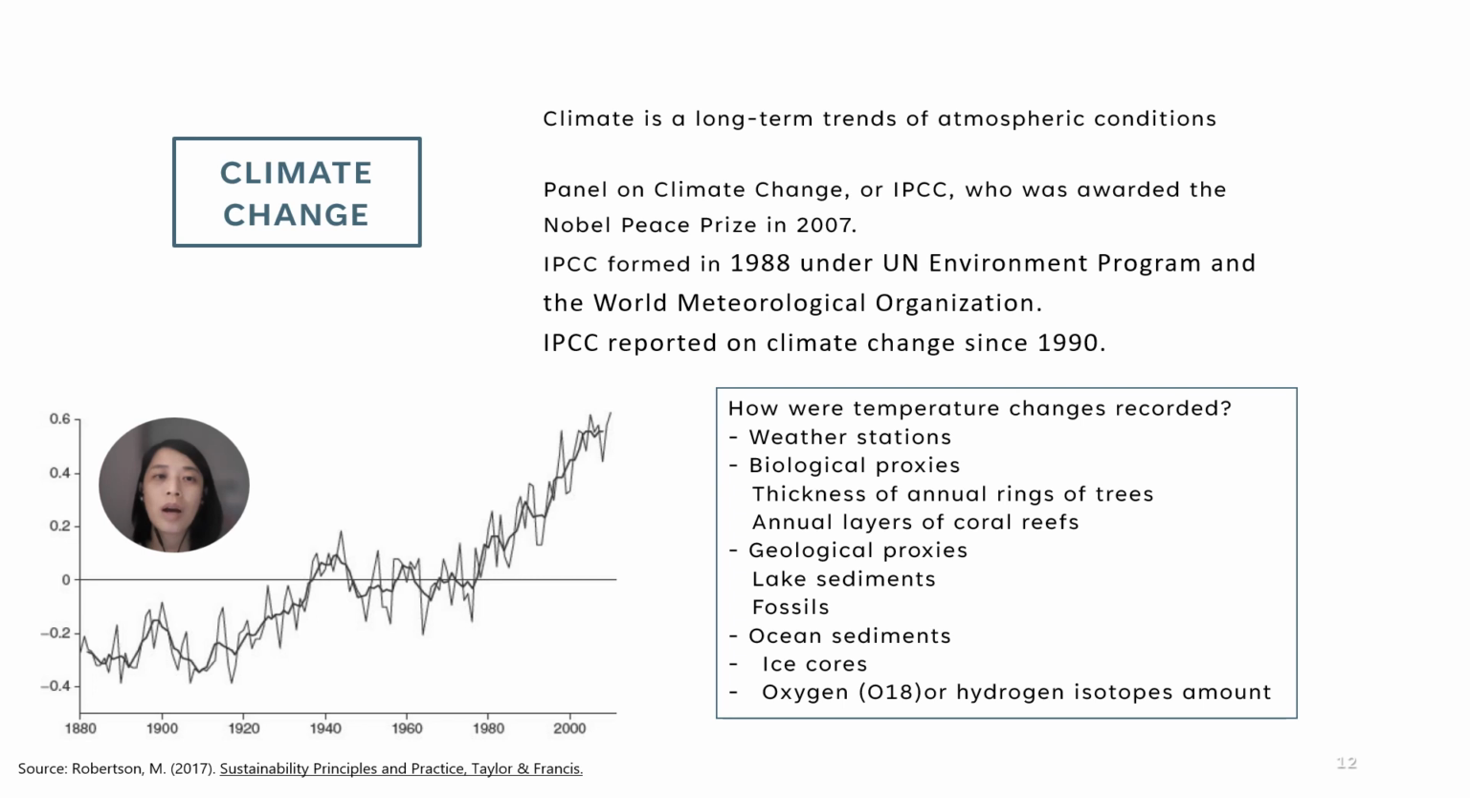Do you know how temperature was measured to prove climate change? We use weather stations, and biological proxies such as the thickness of annual rings of trees and annual layers of coral reef. We also use geological proxies such as lake sediments, fossils, ocean sediments, ice cores, and the amount of oxygen or hydrogen isotopes.